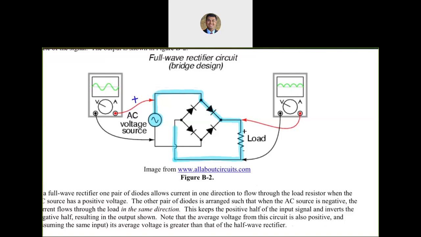Then I'm going to flow here. I'm going to flow in one direction back to the source. So the blue line essentially is tracing the direction of flow of current when there are positive voltages on the voltage supply. And as you can see, for those positive voltages on the AC voltage source, what is going to be the voltage across the load resistor over here?